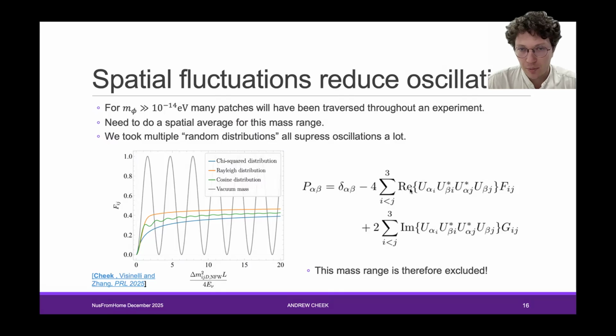This affects basically the same probability function, but now we have to calculate the F_ij again, doing a spatial averaging. We take different random distributions, like the chi-square distribution, Rayleigh distribution, and cosine distribution, to show that this random spatial averaging suppresses all oscillations very well. So this leads us to the conclusion that in this range, where dark matter masses are above 10^-14 eV, the dark neutrino mass hypothesis should be excluded.